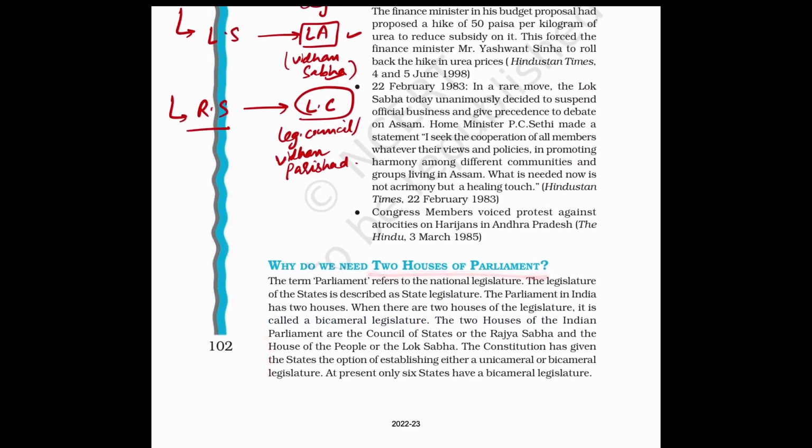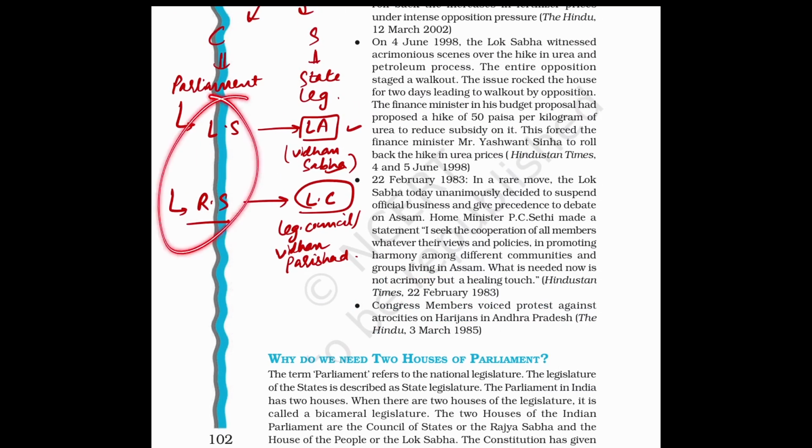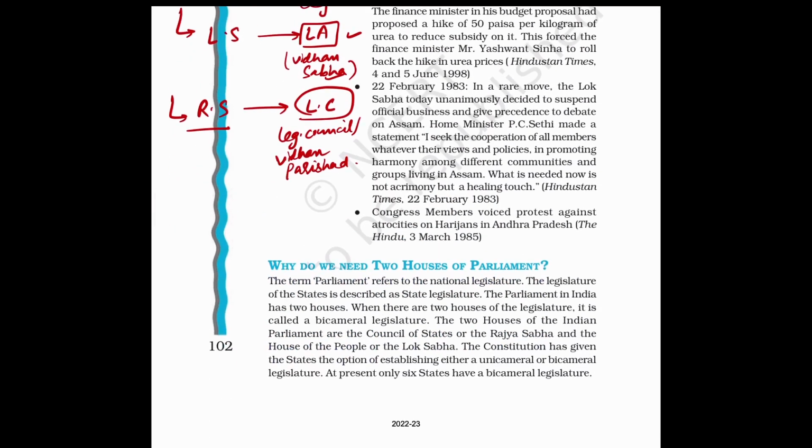So the two houses of parliament, अभी हमने term बात करी, it is called as bicameral legislature. National legislature is called as parliament. State, it is called as state legislature. So you know that the parliament in India has two houses. I have just shown you Lok Sabha and Rajya Sabha. Rajya Sabha is also known as Council of States because it represents the states, right? The Lok Sabha is called as House of the People because here the representatives are directly elected by the people.